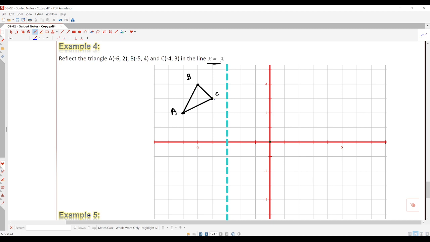So look at this. How far is C from the line? It's 1 away. So go 1 on the other side, that's C prime. B is 2 away, so go 2 on the other side, that's B prime. A is 3 away, go 3 on the other side, that's A prime. Connect the dots. And there's our reflection.